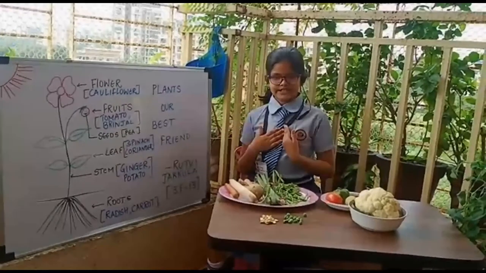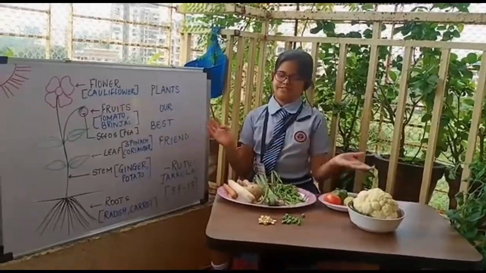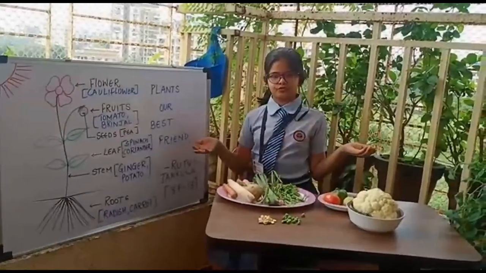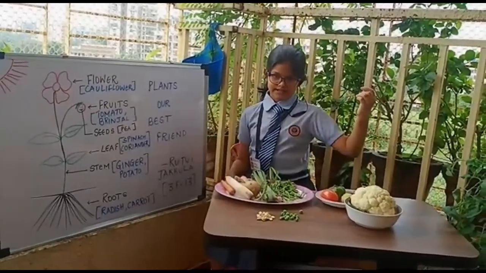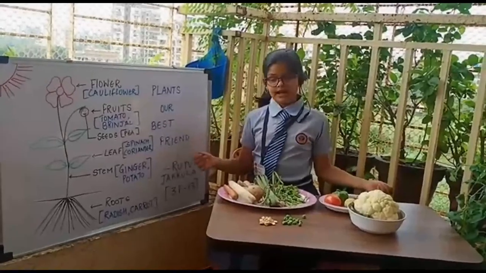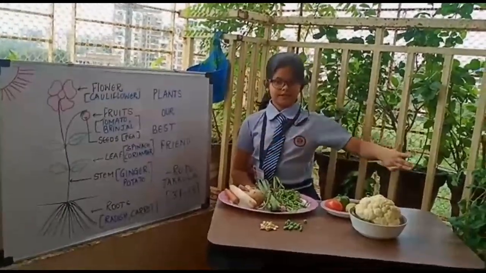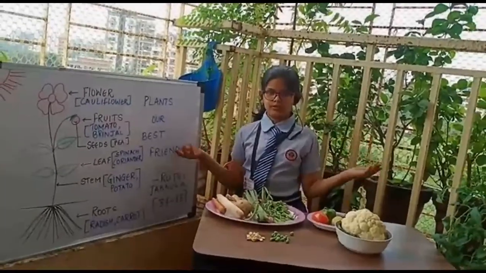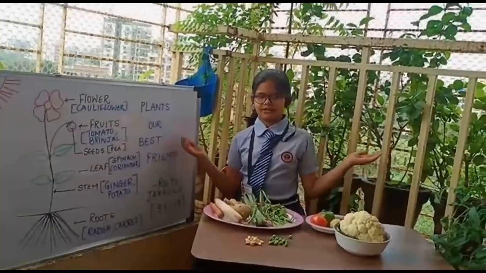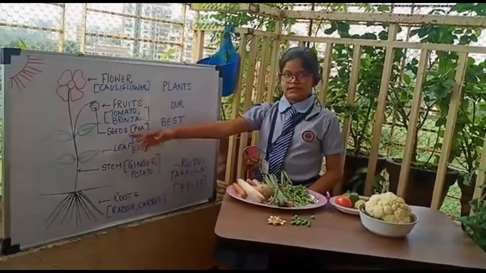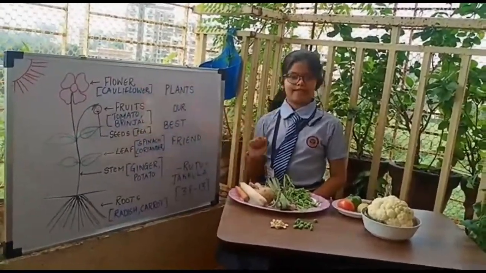My project name is Plants Are Best Friends. Friends, plants prepare their own food by using sunlight, air, water, and soil. They eat some of the food and store the rest. They store the stored food in various parts of a plant, like roots, stems, leaves, seeds, fruits, and flowers.